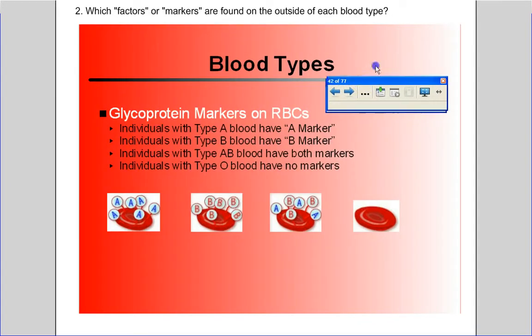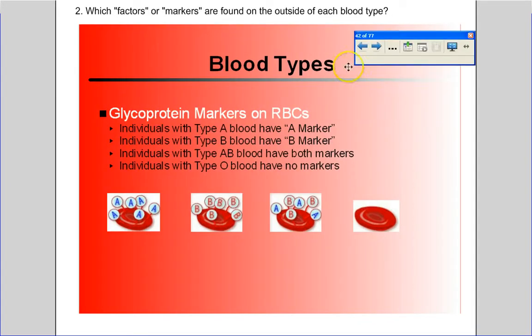Second question, which factors or markers are found on the outside of each blood type? If they have the identifiers or markers on them that are A's, or the sugar parts that are A, then this would be type A blood. If they have B, then this would be type B blood. So letter-wise, it's pretty simple. If it's type AB blood, they have both A's and B's sticking out. And if it's type O, then they have no markers. Okay, they don't have any sticking out.